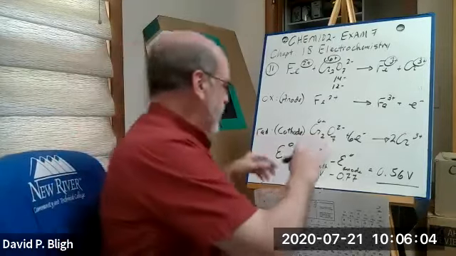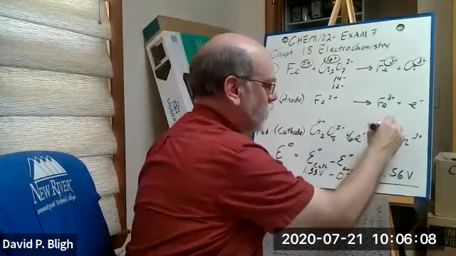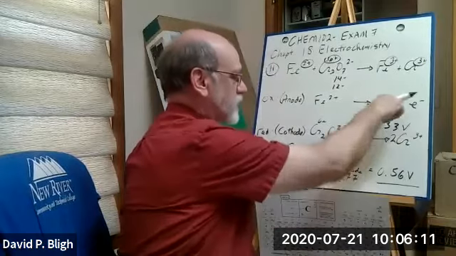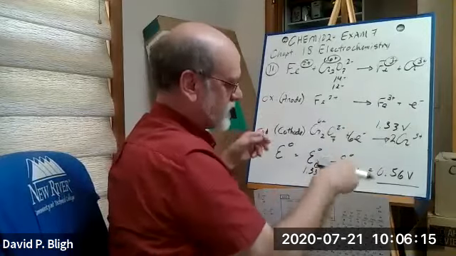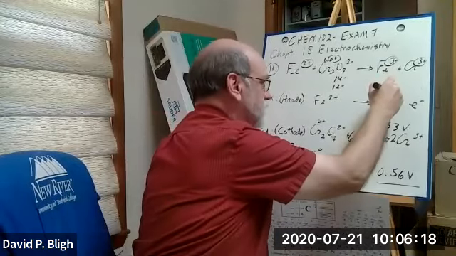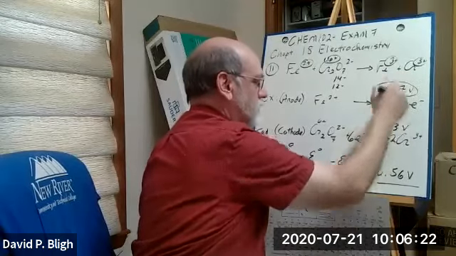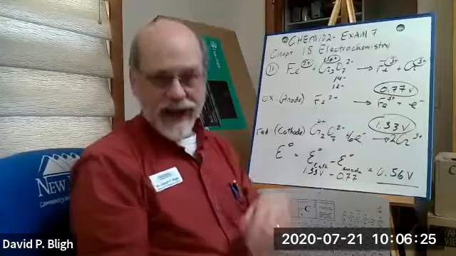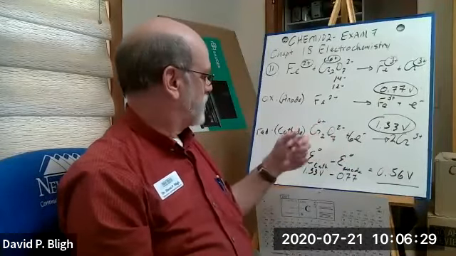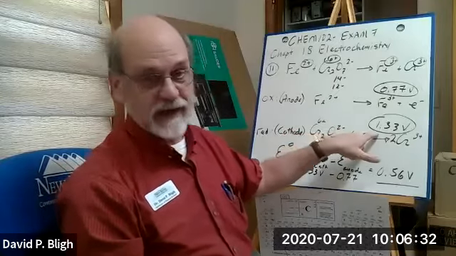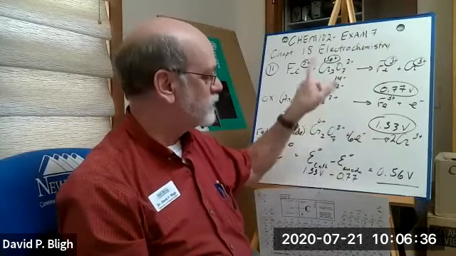So if we said that this one had a voltage of 1.33, and this one had a voltage, the reduction side, of 0.77 volts, how would you arrange those so that you get a positive value? Well, if you flip this one, you get a negative that's too big. That's the wrong direction.